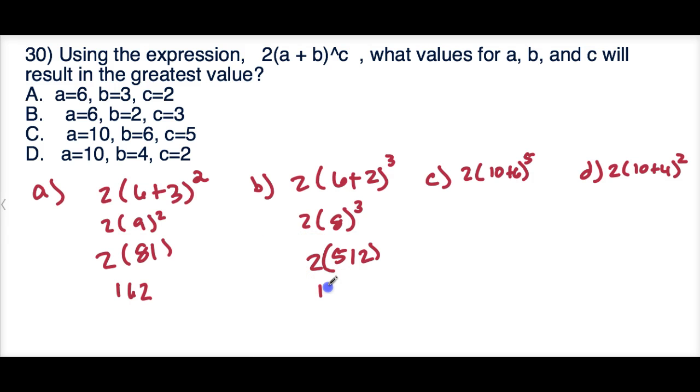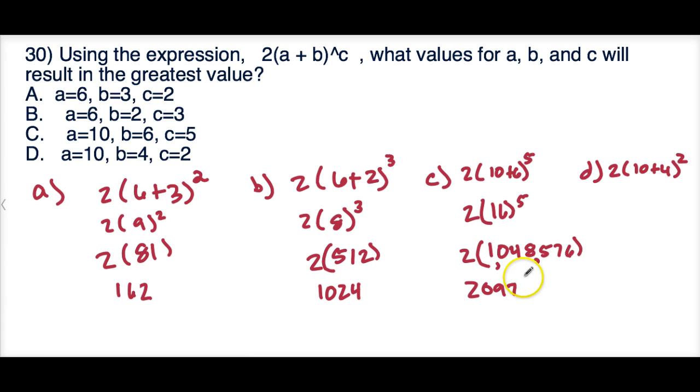So 8 to the third power, and then we multiply that by 2, and we get 1,024. And then next one I've got 10 plus 6 is 16 to the fifth power, which is gigantic. Wow, that's huge. So that's going to be 1 million and change, and then we get to double that. So that's going to be 2 million and change. So that's definitely going to be the largest one.